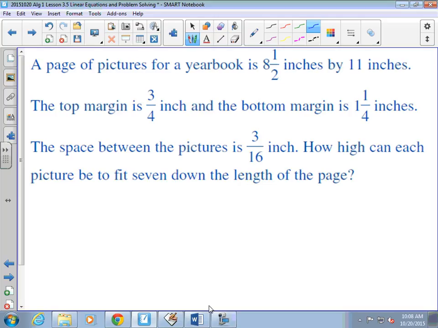The top margin, you know what that is, 3/4 of an inch. And the bottom margin is 1.25 inches. The space between the pictures, between each picture, is 3/16 of an inch. How high can each picture be to fit 7 down the length of the page? So there will be 7 pictures. So draw a picture to mimic this situation, and then we'll talk about how to determine the size of the pictures once we have the picture drawn. Take about a minute to draw this picture. Look at it again if you need to see one of the values.